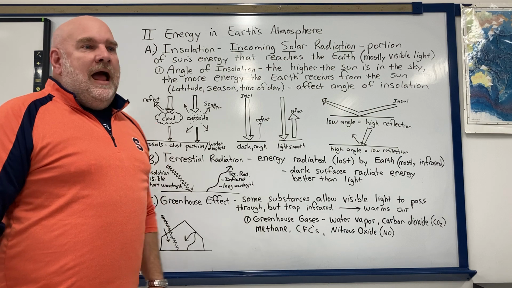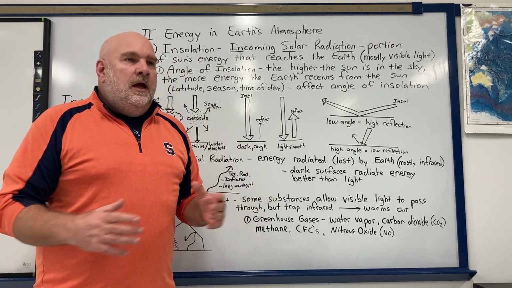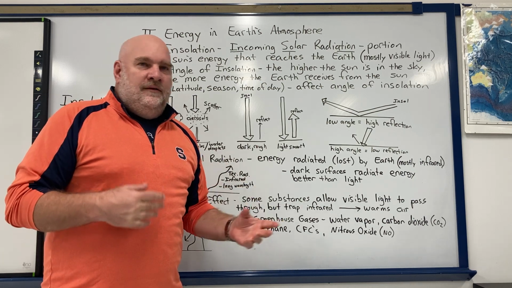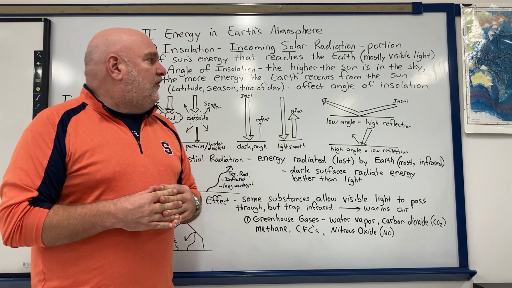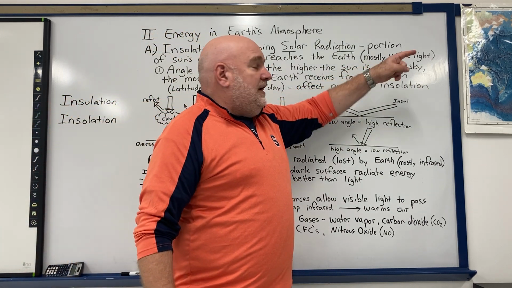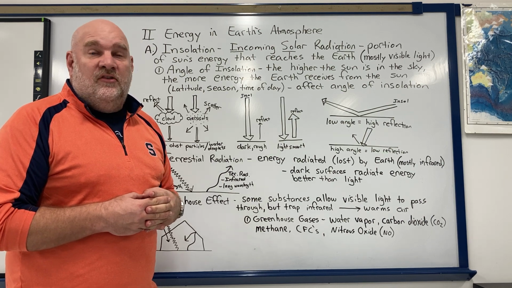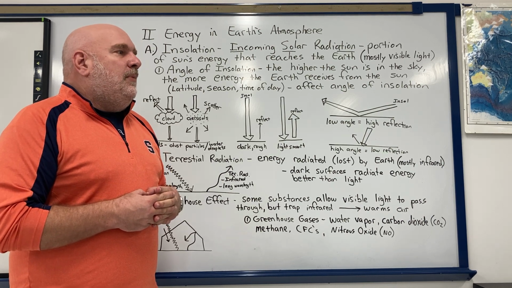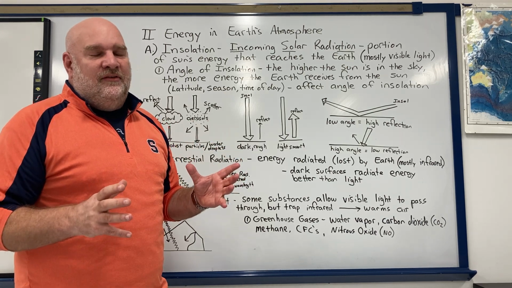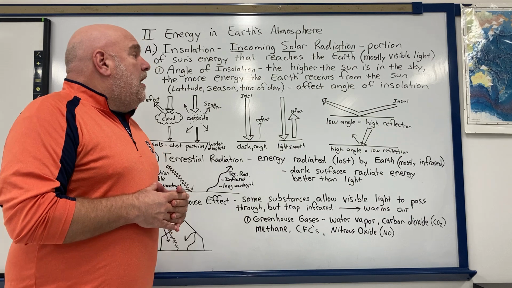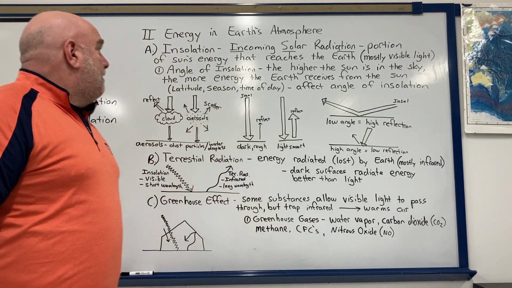Now, the sun gives off a variety of types of electromagnetic energy: ultraviolet, infrared, visible light, and so forth. Most of the insolation that we get from the sun falls in the visible range. We do get some infrared, and we do get some ultraviolet, but a lot of the ultraviolet gets blocked out by the Earth's ozone layer. It blocks out a lot of the ultraviolet rays. So what we mostly get is visible light.